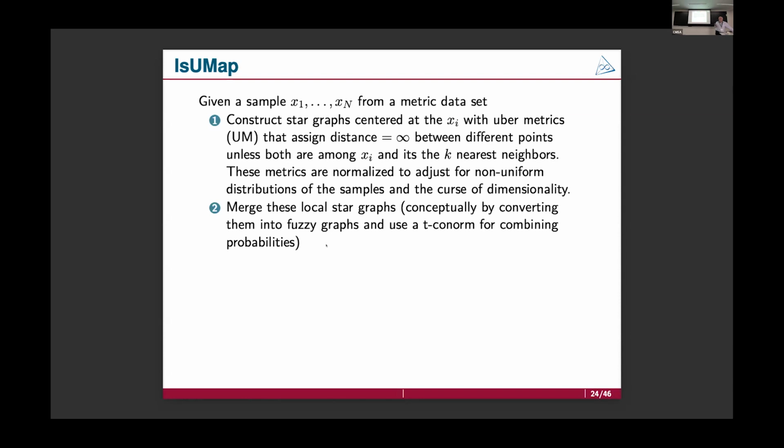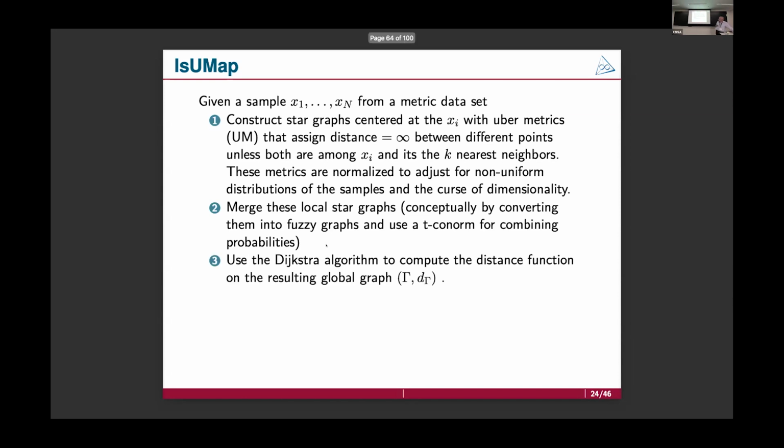And I must say we got a little carried away by the mathematics, and so we were happy to work also on those aspects. Now, the next step: there's a time-honored algorithm, the Dijkstra algorithm, to compute the distance function on the resulting global graph.